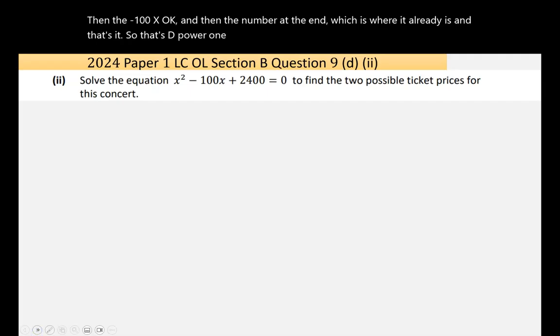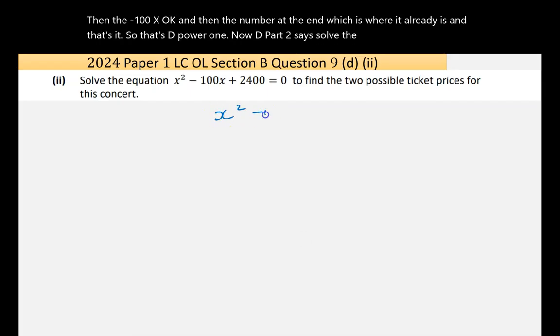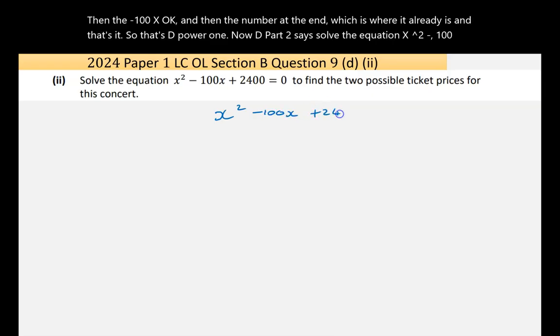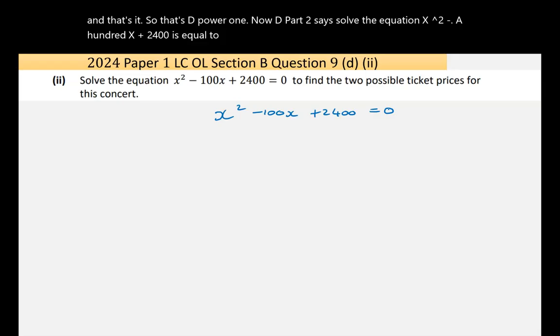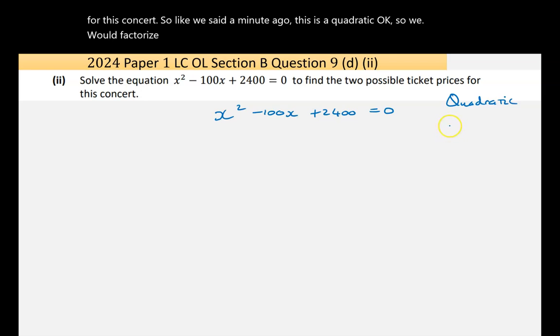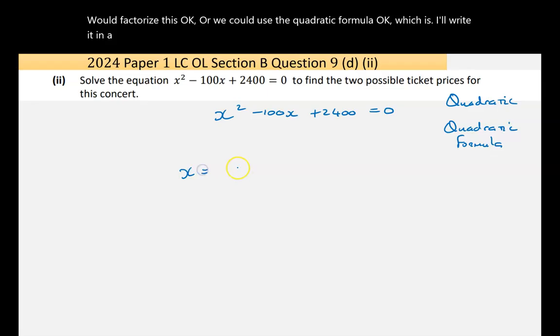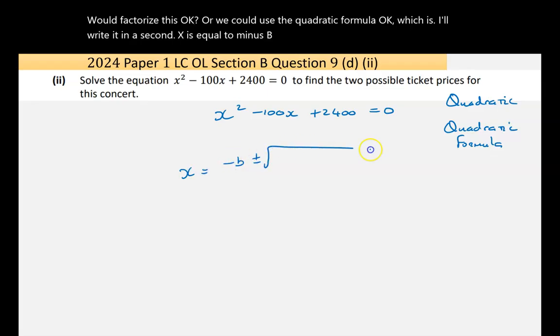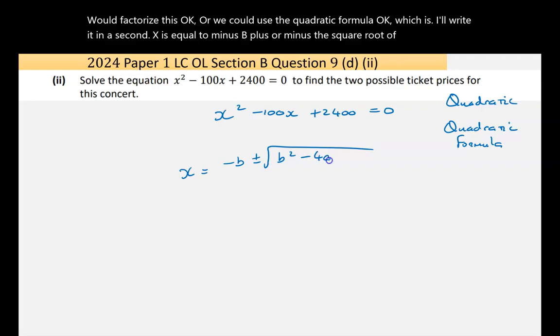Now D part 2 says solve the equation x squared minus 100x plus 2400 is equal to 0. Now the way to find the two possible ticket prices for this concert. So like we said a minute ago, this is a quadratic. So we could factorize this, or we could use the quadratic formula, which is, I'll write it in a second, x is equal to minus b plus or minus the square root of b squared minus 4ac all over 2a.